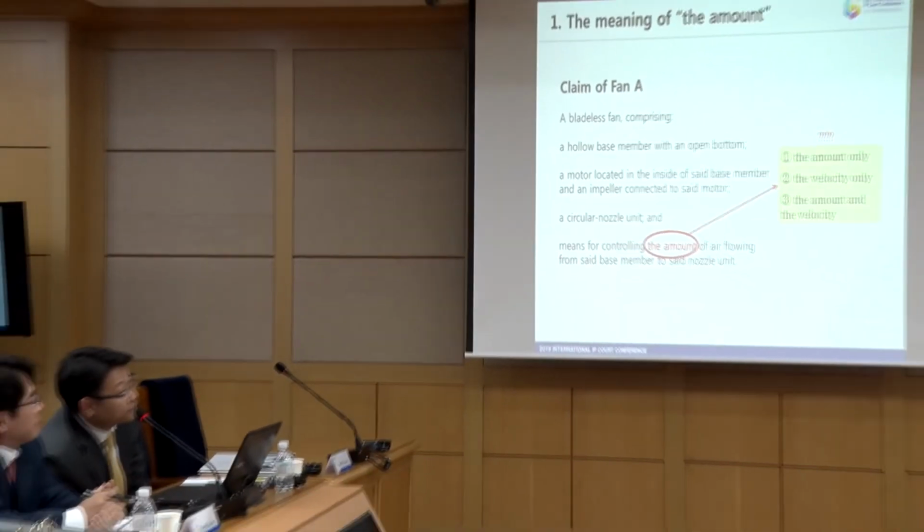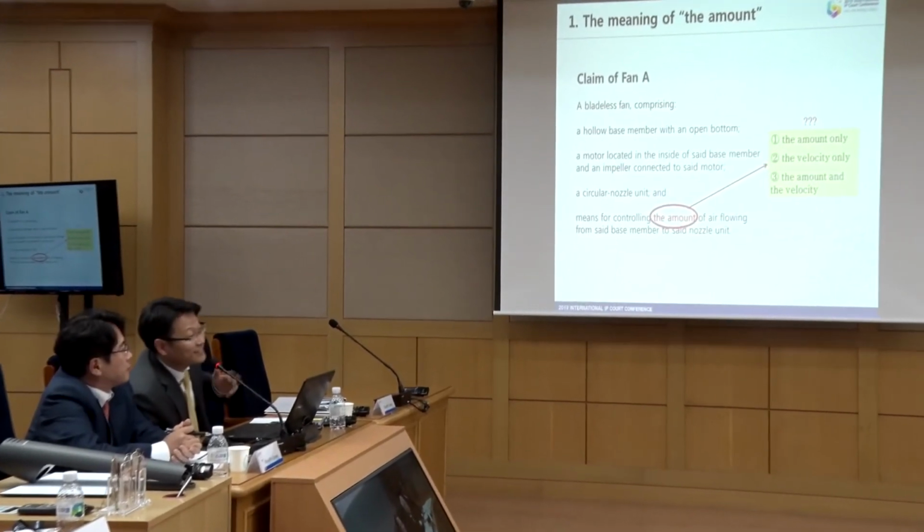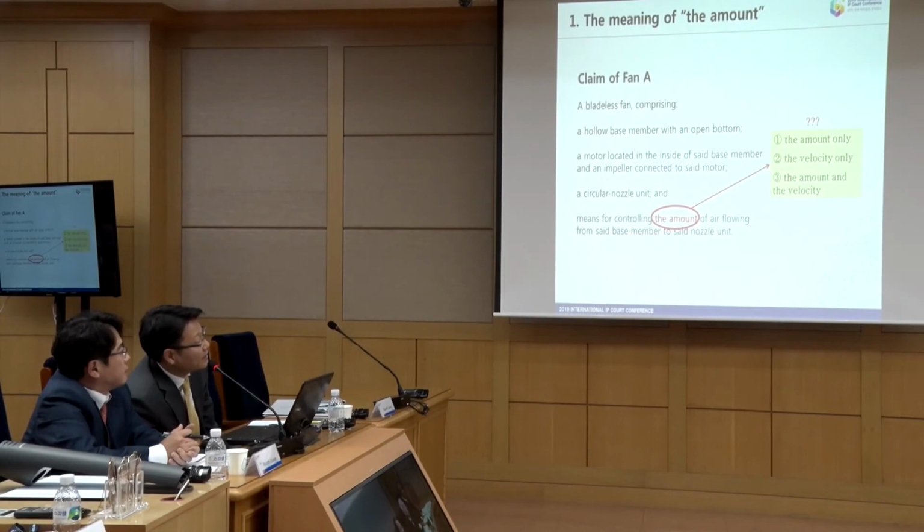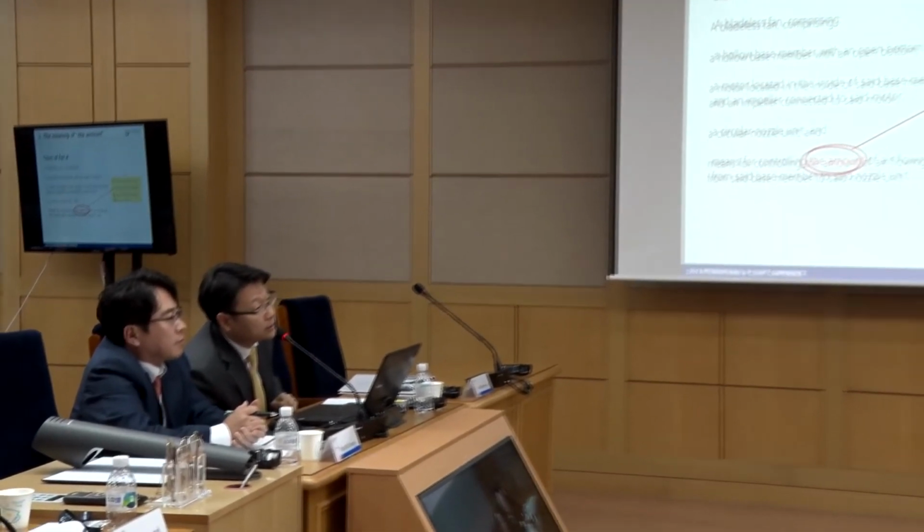Our view is the three different phrases are likely to have three different meanings because they're different wording. And thus, I think the amount and velocity are two separate things that can be independently controlled. So whether you control the amount of air by change of speed of air, or density of air, it doesn't really matter because it's not specified in our claim. Usually, we understand the more elements there are, the narrower the scope of the claim gets. So the third one, having both the amount and velocity parameters, will narrow the scope. So from our point of view, the first one, the current language in the claim, has the broadest scope, covering the defendant's product.